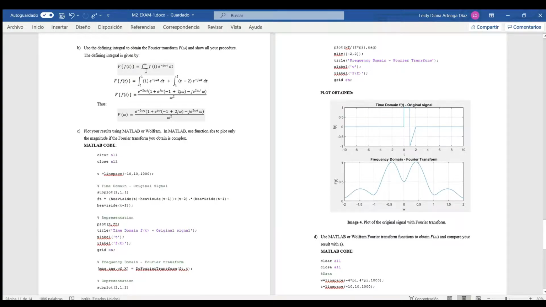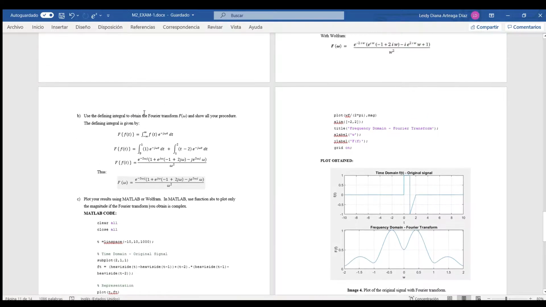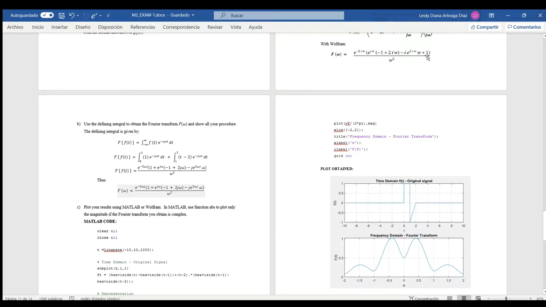In part B, the defining integral is indicated by the following, where in the expression the function of the original signal is replaced with its corresponding periods. With this, we observe that the result of the Fourier transform obtained by the defining integral is the same as the one obtained by the transform properties using Wolfram.